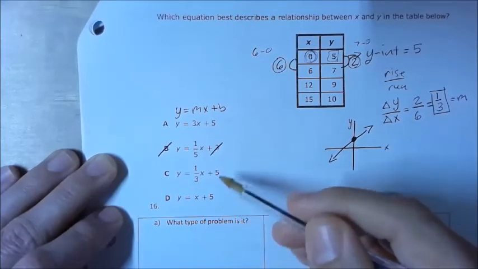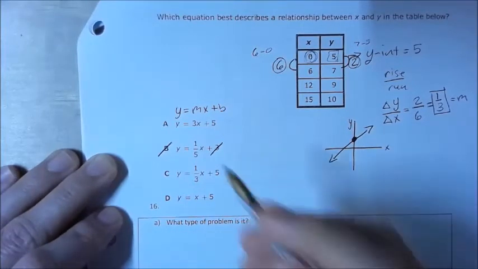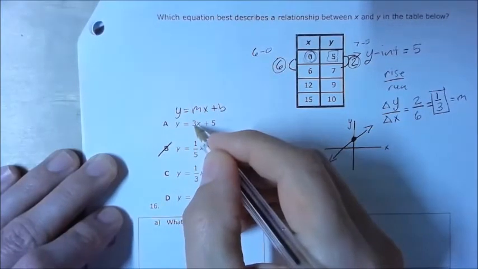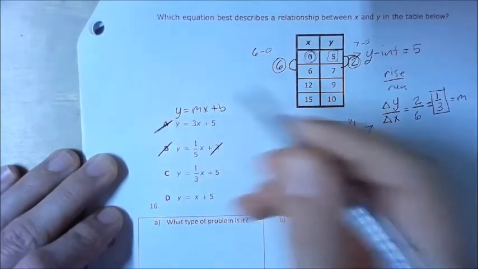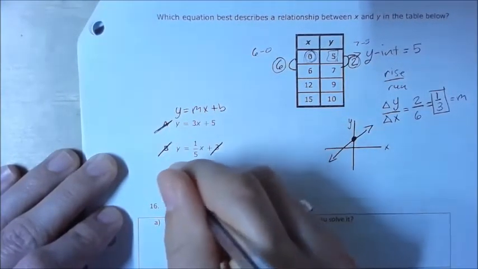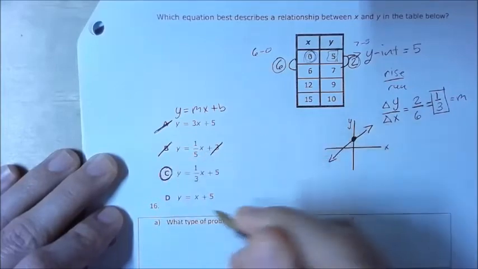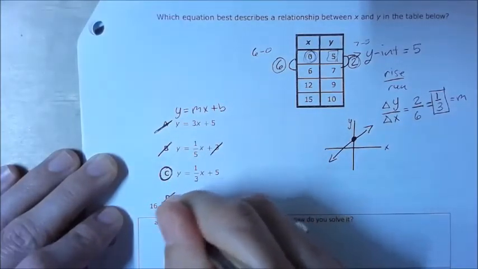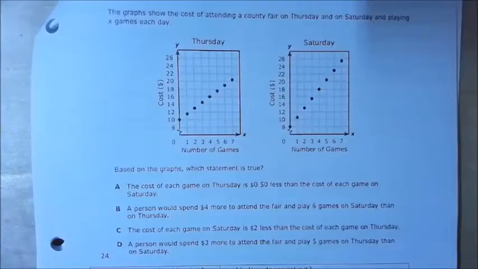So now, even though we have three 5s, we just need to find the slope that's 1/3. This one says the slope is 3. So we know that's wrong. This one says the slope is 1/3. That is the correct answer. And this one said the slope was 1. That's way off. Alright, now this is problem number 24 in your packet.